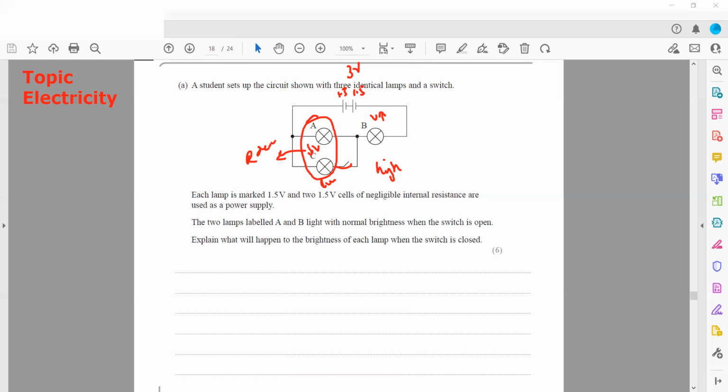Initially, when the switch is open, the two lamps have the same brightness because they have the same resistance and receive the same voltage. But when the switch is closed, the combined resistance in parallel decreases. Less resistance means less voltage across A and C, so the brightness of A will decrease. And what happens to the brightness of B? That will increase.